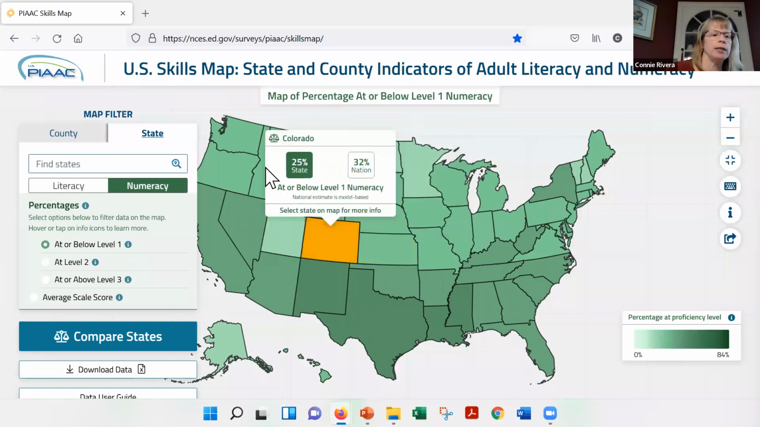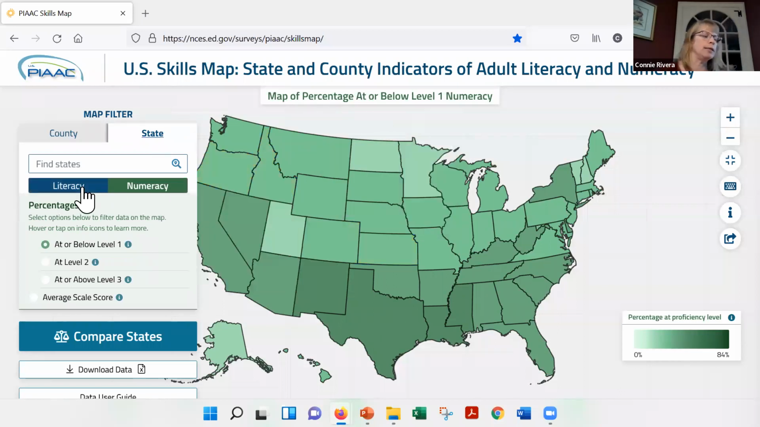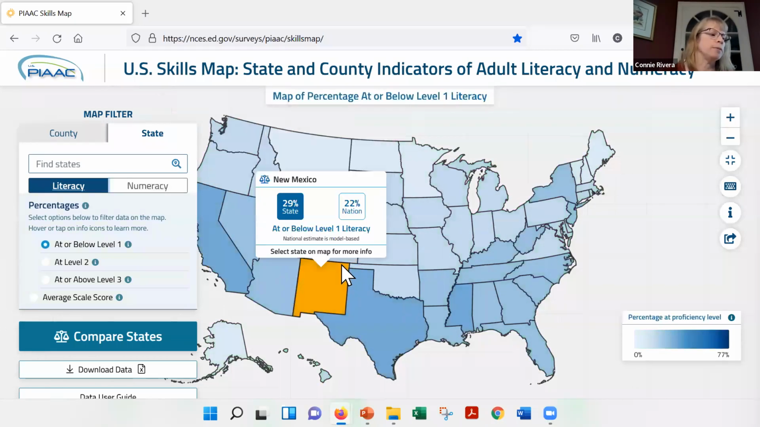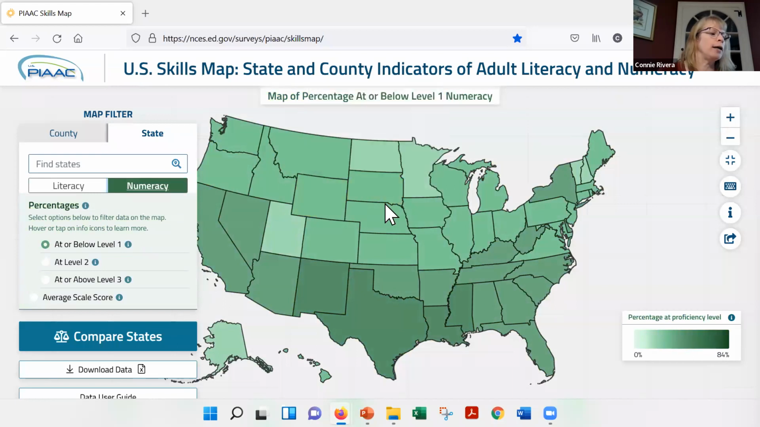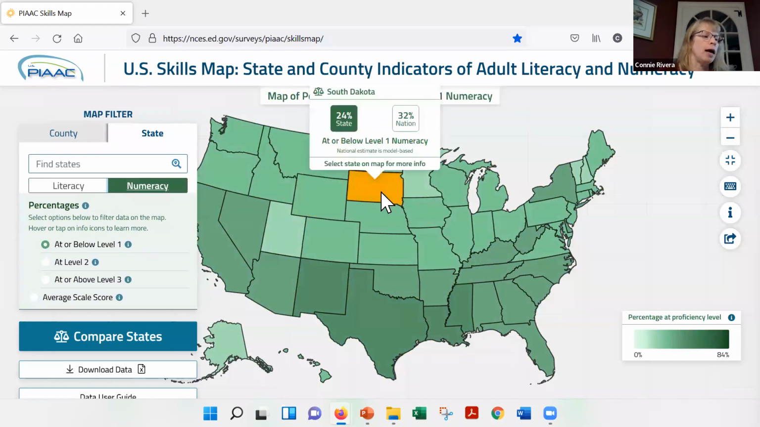And I can't possibly keep up with giving everybody's data for literacy and numeracy, but I can point out that nationwide, at or below level 1 in literacy is 22%. And nationwide in numeracy, at or below level 1 is 32%. So I wonder if you're happy with your prediction.